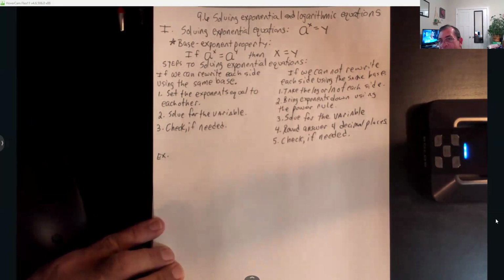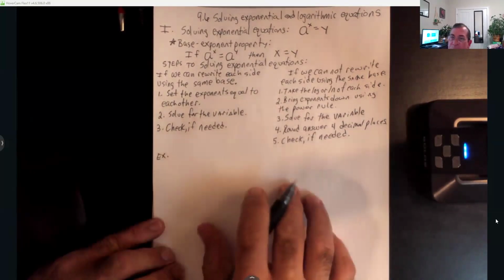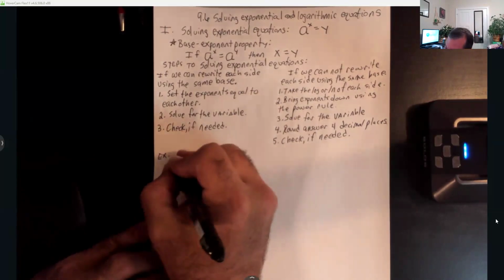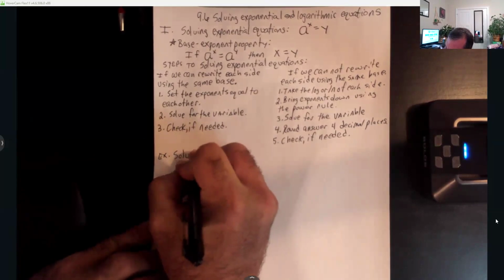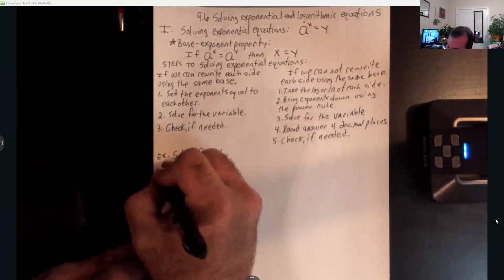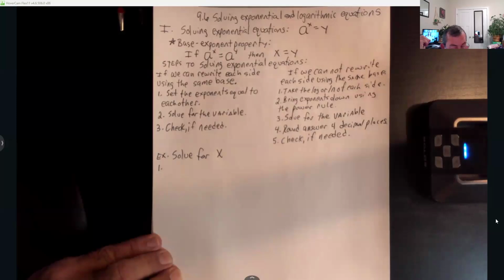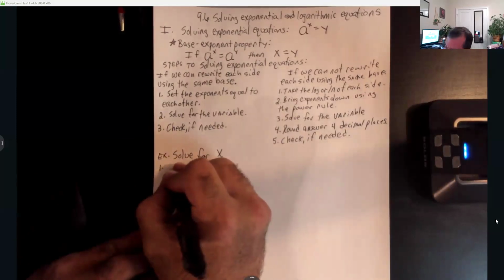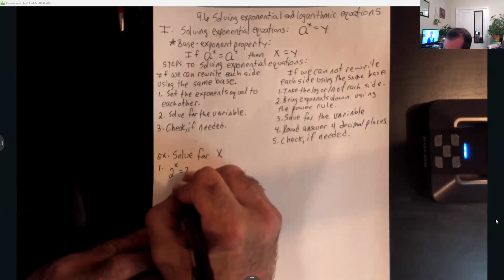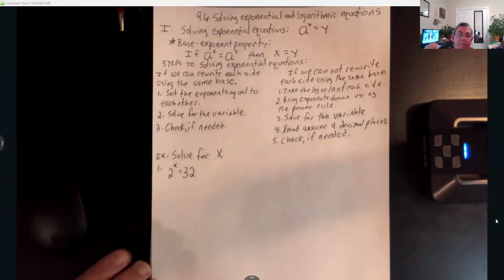So the first 9 on this homework are solving exponential equations, and then I think the last 8 will be doing logarithmic, okay? And these will all say the same thing. Solve for x. So y'all, let's start with number 1. I got 2 to the x equals 32.